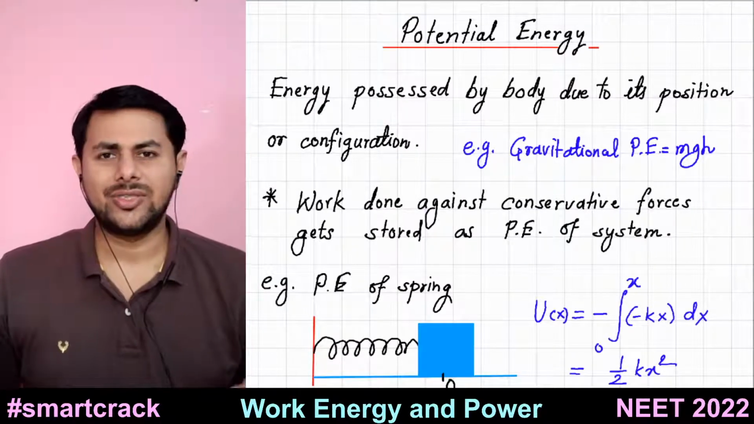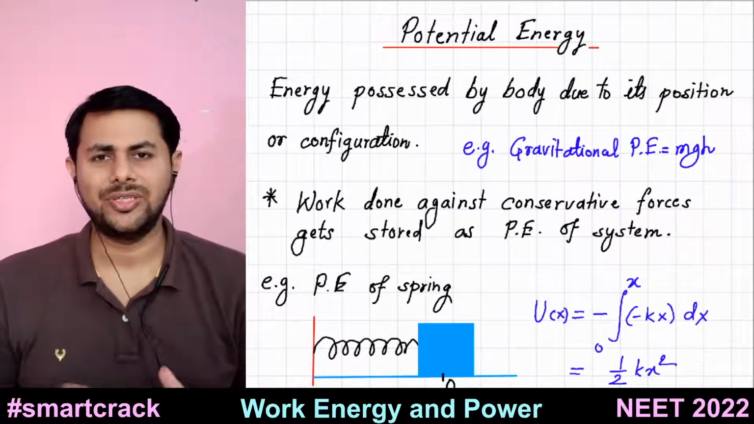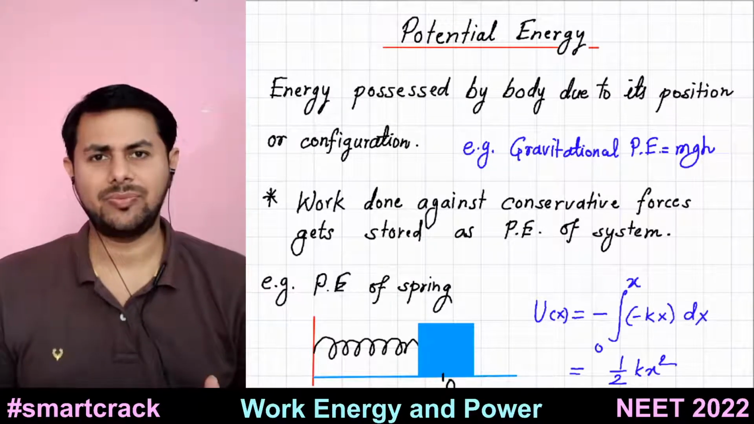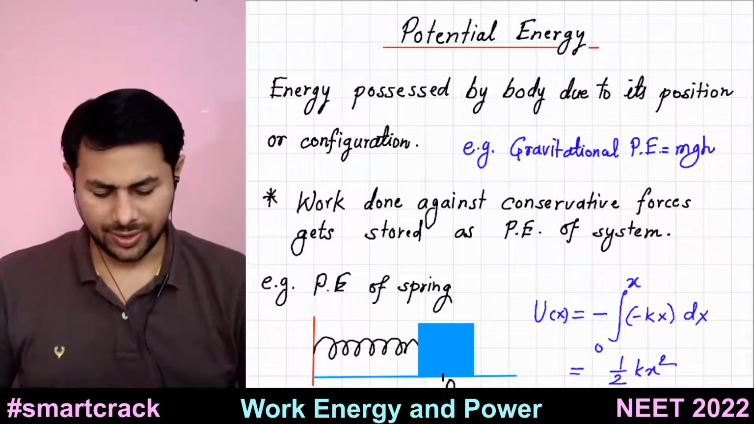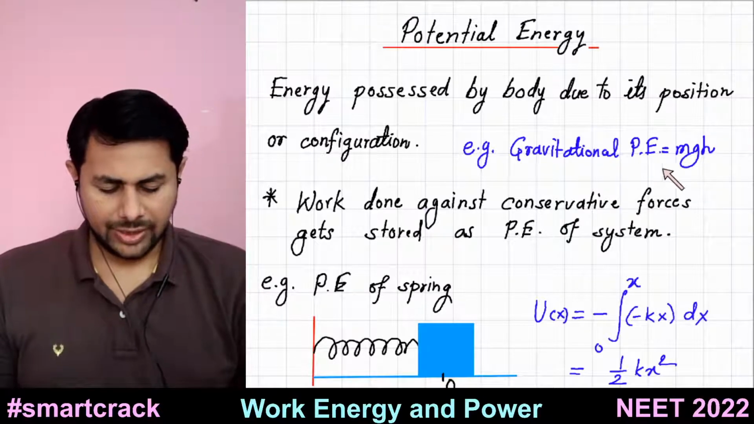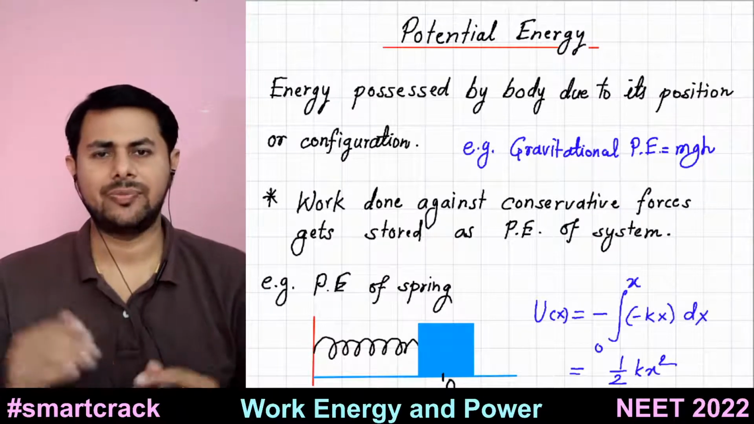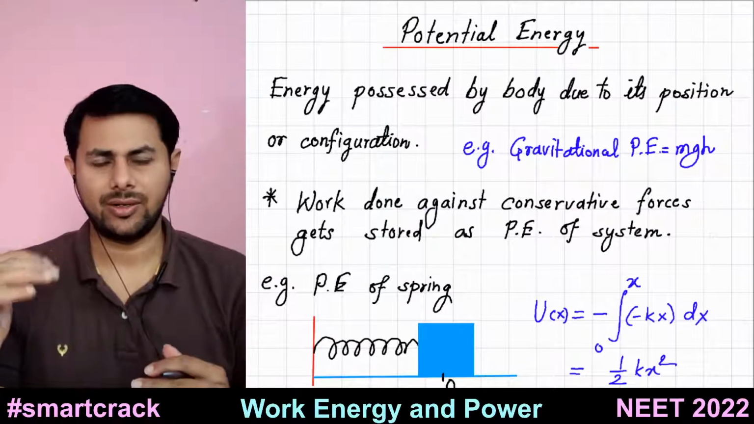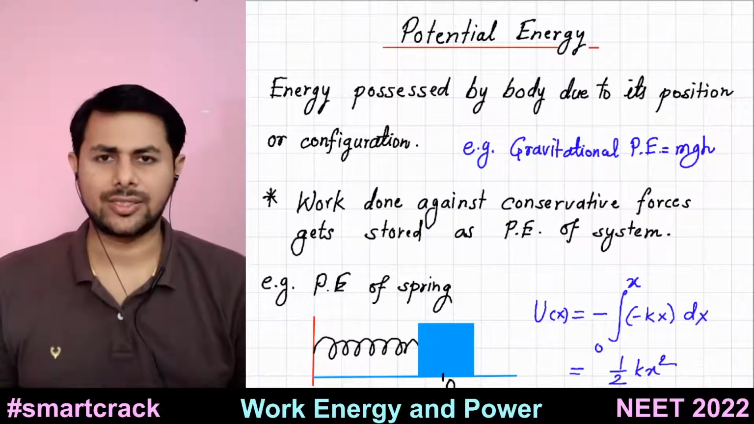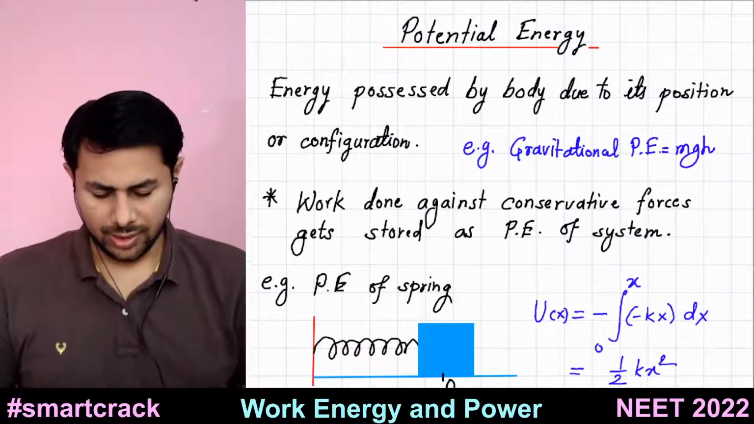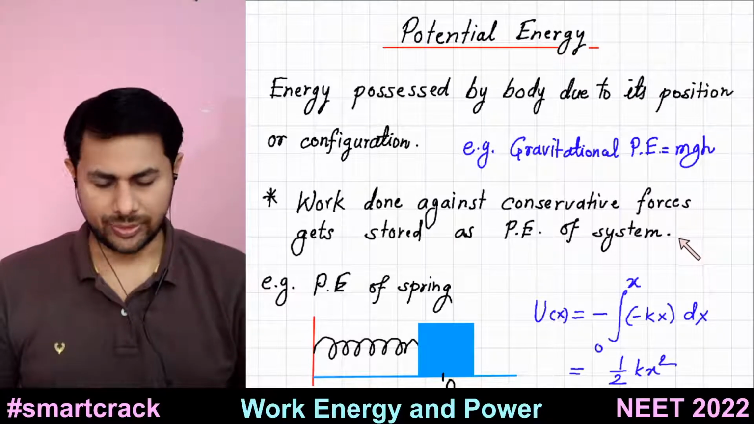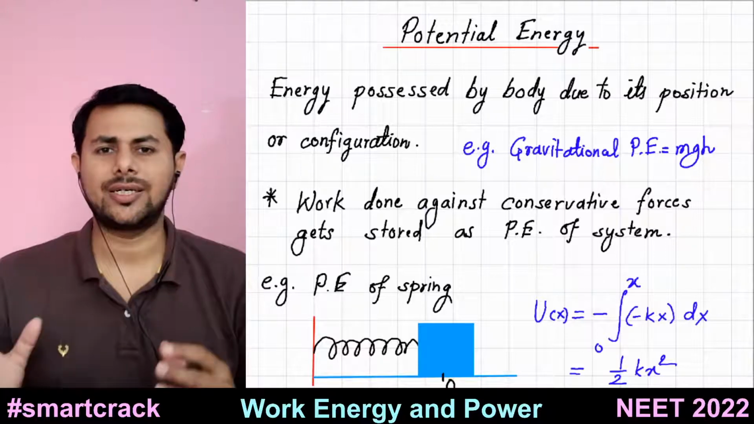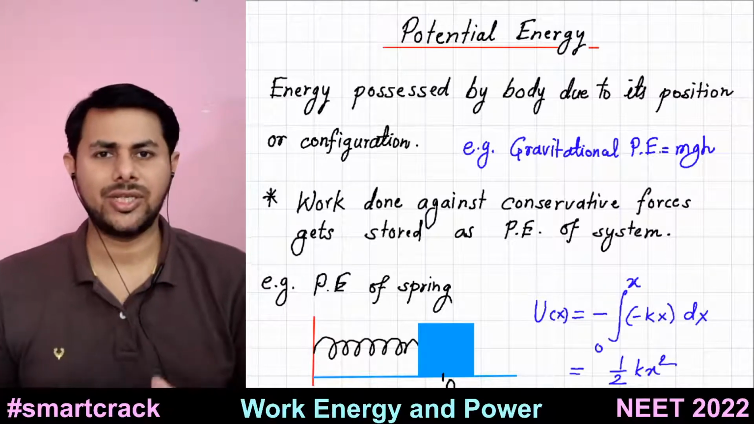After that comes the concept of potential energy. So what is potential energy? It is energy possessed by a body due to its position or configuration. For example, the gravitational potential energy, we know that it depends on the height. So it is equal to mgh, if height is small. Now, potential energy can also be written as the work done against conservative forces. Work done against the conservative forces gets stored as the potential energy of the system.